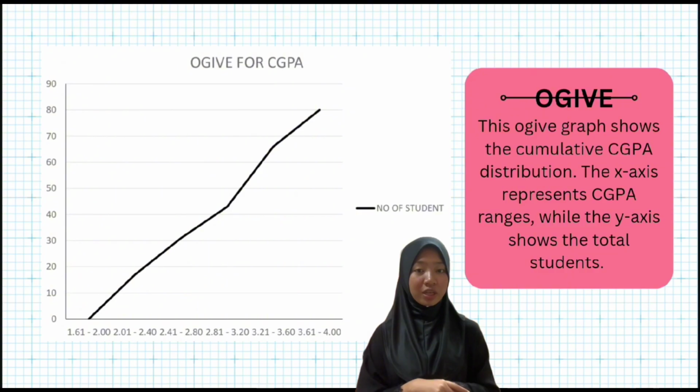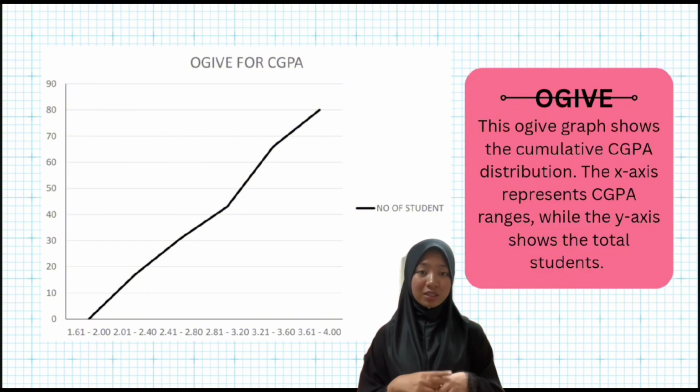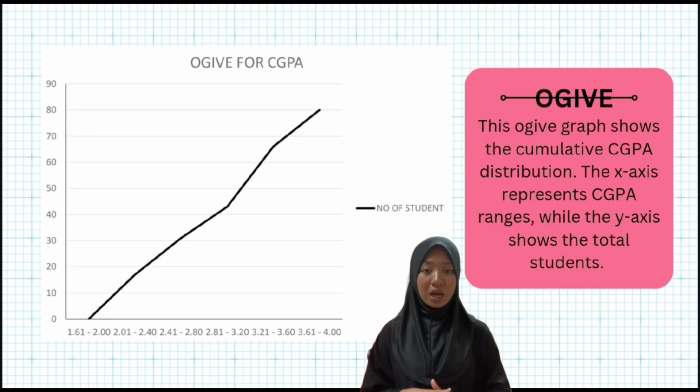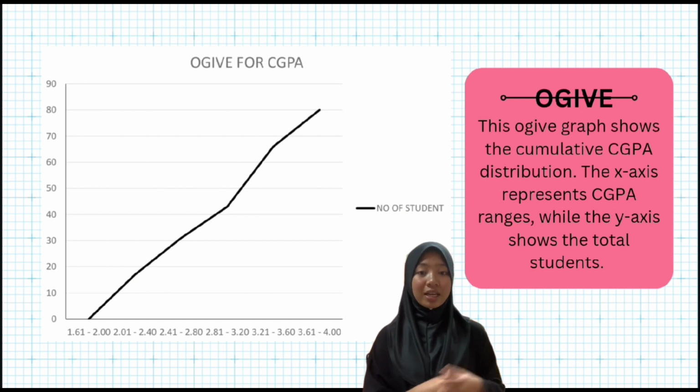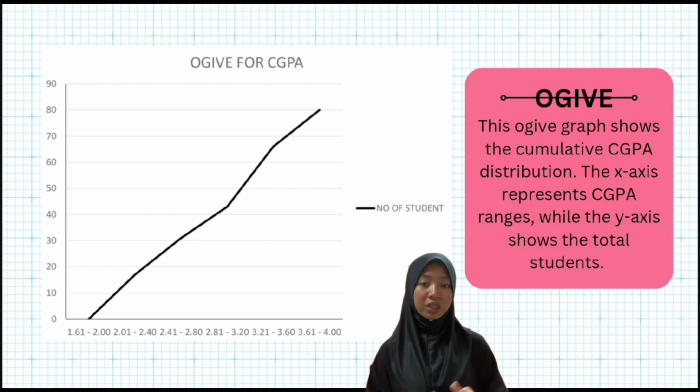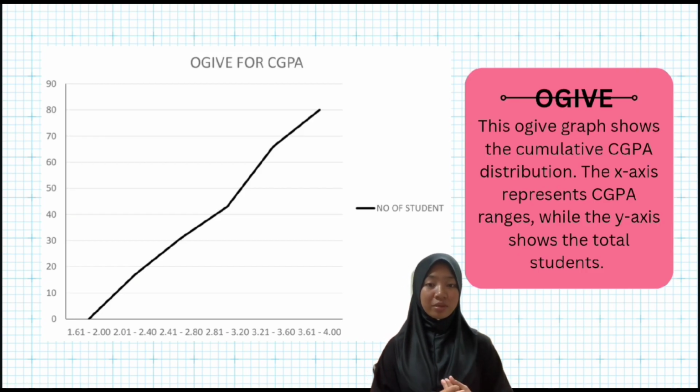This is an ogive graph that shows the cumulative distribution of CGPA among students. The x-axis represents the CGPA range and the y-axis represents the cumulative number of students. The curve steadily rises, indicating an increasing number of students as the CGPA value increases. The graph suggests that as the CGPA range increased, the total number of students also increased. The steepness of the curve indicates the rate at which the student number accumulates in each range. The higher the steepness, the more concentrated the students are in that particular CGPA range.